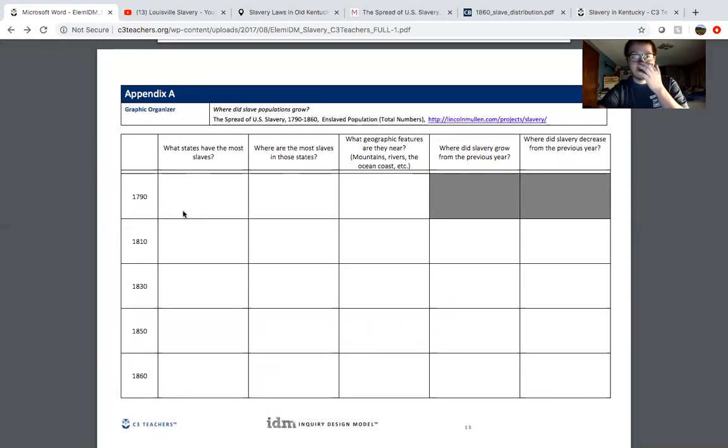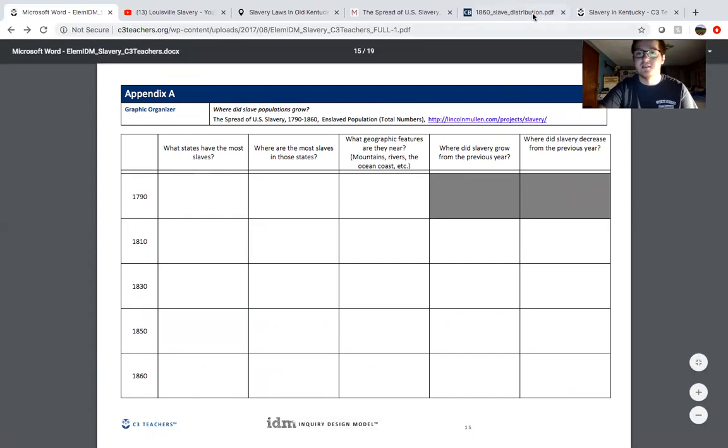So let's look at 1790. And we're actually going to corroborate all three sources that we're going to use today to answer this. So what states have the most slaves? And we have 1790 to 1860. Where are most slaves in those states? You can look and see just a general location. Don't just say left or right. Give me a location, to the ocean, to this landmark, to this geographic feature.